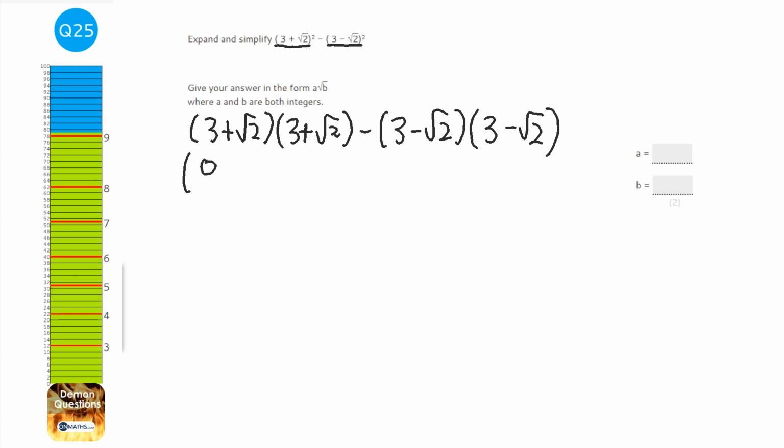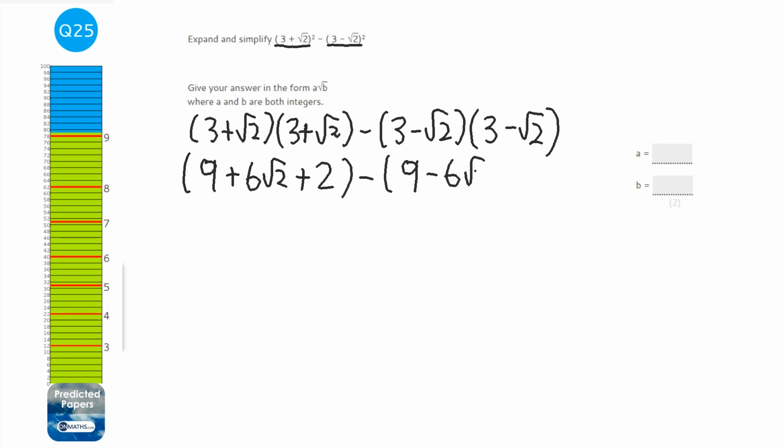So 3 times 3 is 9. Then we've got plus 3 root 2 plus 3 root 2, so plus 6 root 2. And then we've got root 2 times root 2, which is plus 2. Okay, so second one, 3 times 3 is 9. And we've got minus 3 root 2 minus 3 root 2, which is minus 6 root 2. And then we've got minus root 2 times minus root 2. 2 minuses make a plus, and root 2 times root 2 is 2.